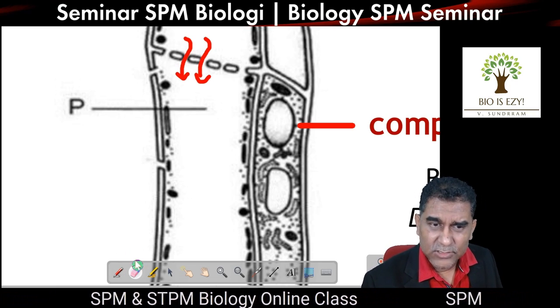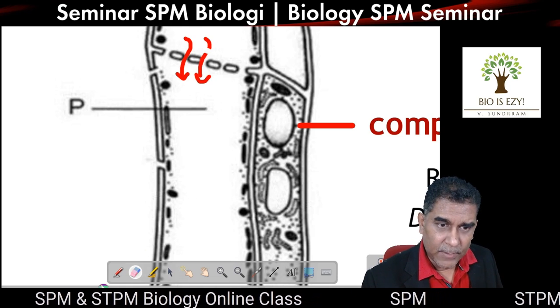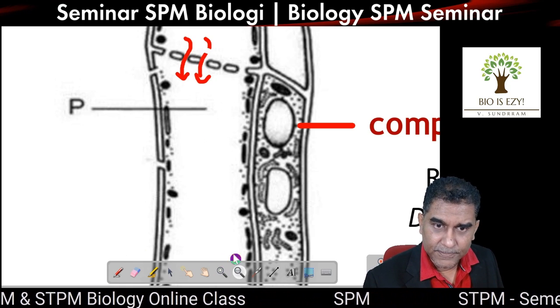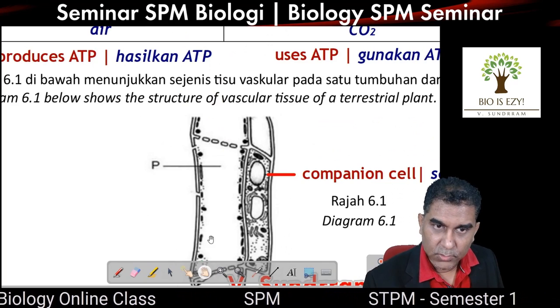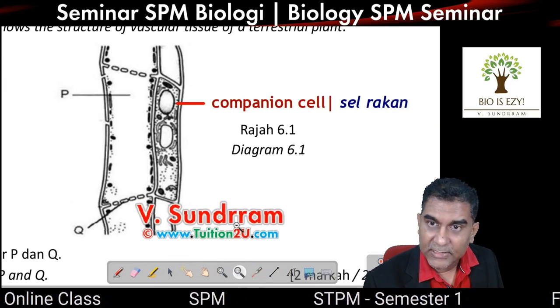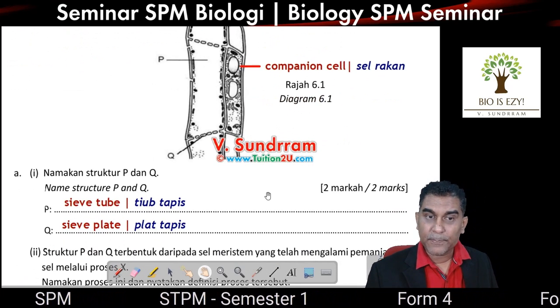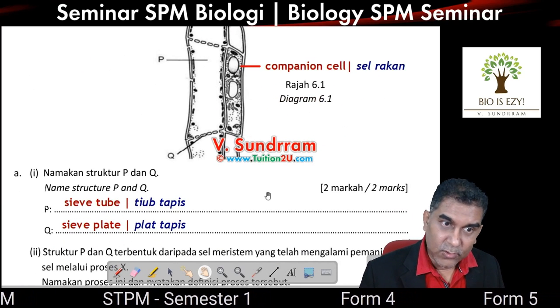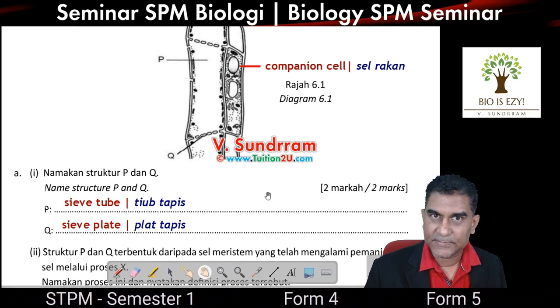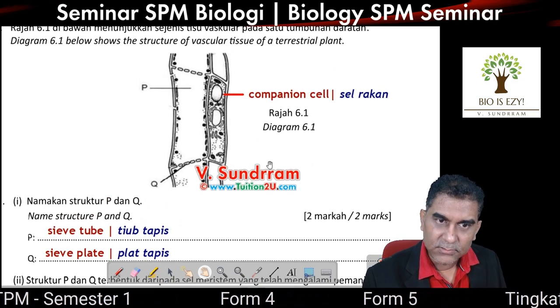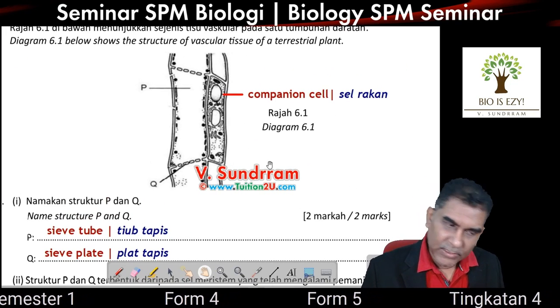So these are the names that you need to know. I repeat, nama-nama yang kamu perlu tahu dekat sini. Okay, so kamu perlu tahu companion cell, sel rakan. Kamu perlu tahu plat tapis, sieve plate, and also sieve tube, tube tapis. So ini adalah nama-nama yang kamu perlu tahu.